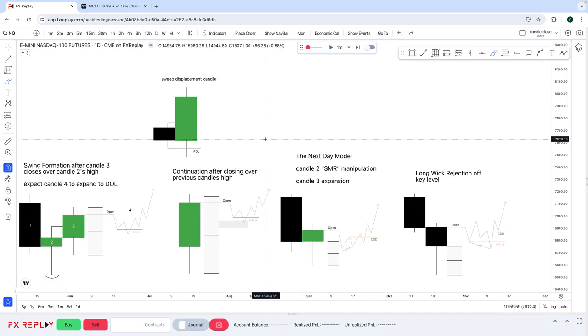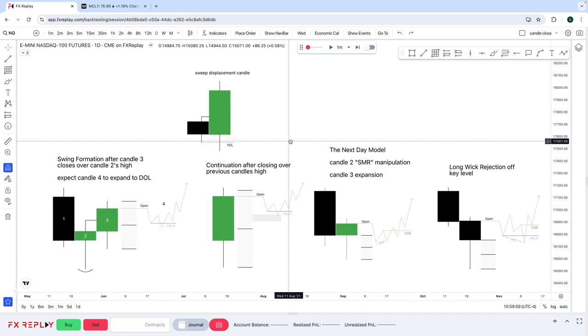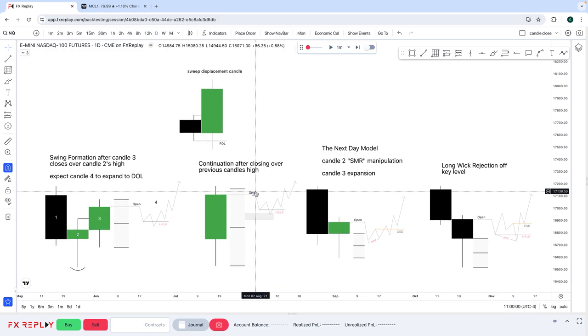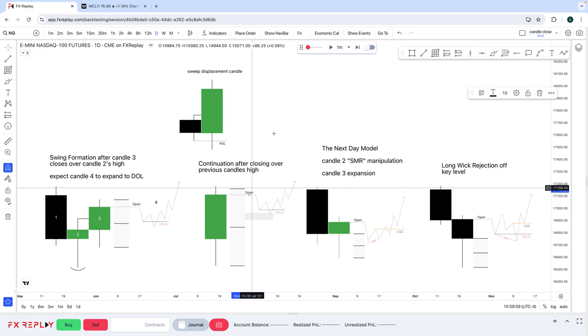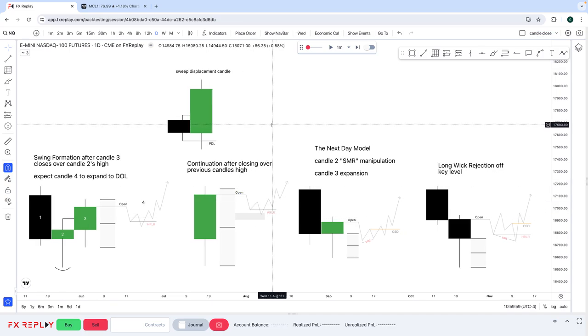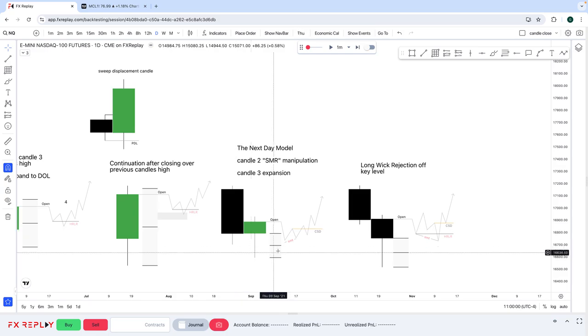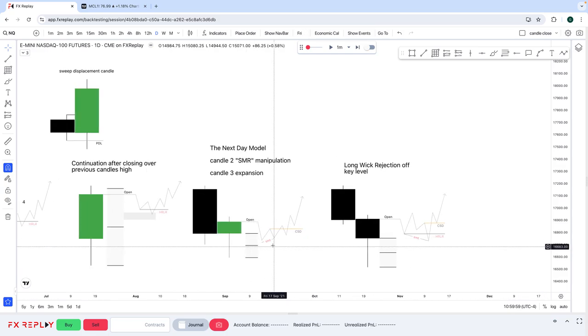And I'm going to be showing you guys how to actually confirm this, right? How to confirm these days, because in my opinion, these are my least favorite days because there's no real draw on liquidity to target, but I'm going to show you some examples and stuff on how to use these. And then the next day model, sorry, this is just when we manipulate the candle 1 into a key level, and we expect candle 3 and 4 to expand.